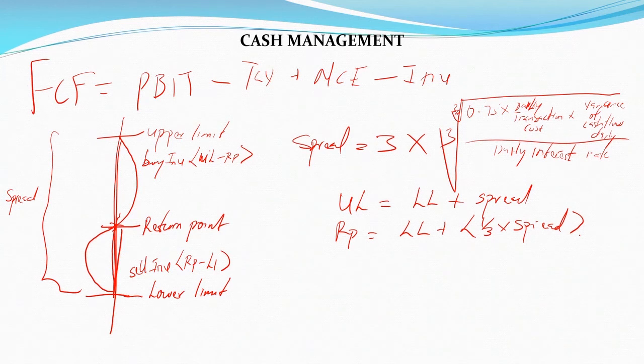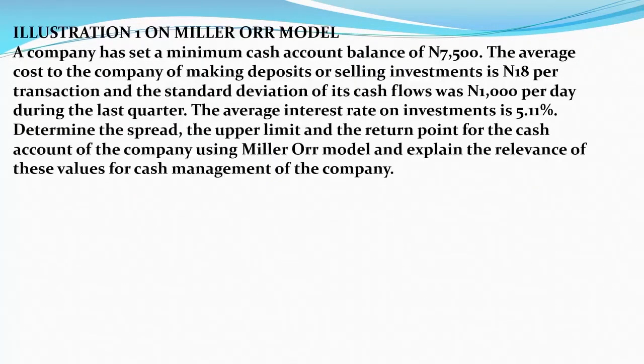Upper limit is simply lower limit plus the spread, while your return point is lower limit plus 1/3 of whatever the spread is. Okay, so let's quickly look at this illustration. It says a company sets a minimum cash account balance of 7.5. So my lower limit is 7.5. The average cost to the company of making deposits or selling investment is 18 naira per transaction. Okay, so cost of transaction, let me represent it with K, is 18 naira.